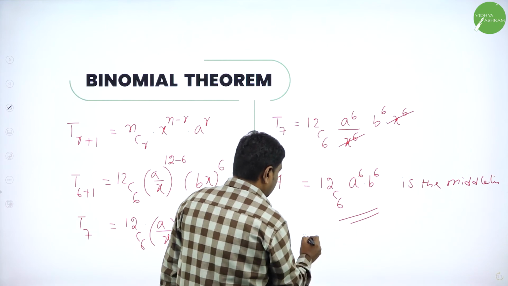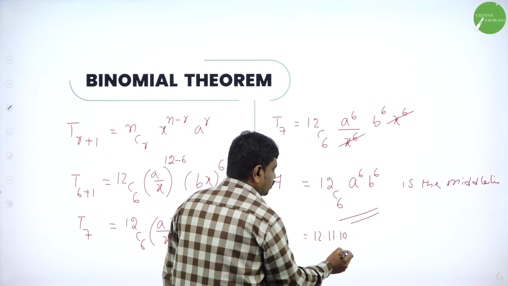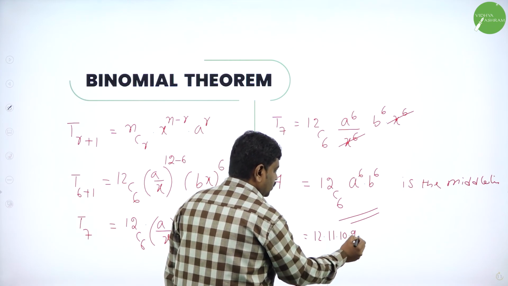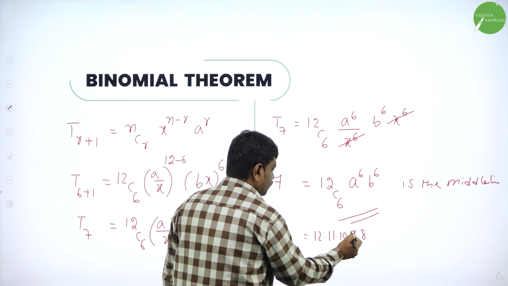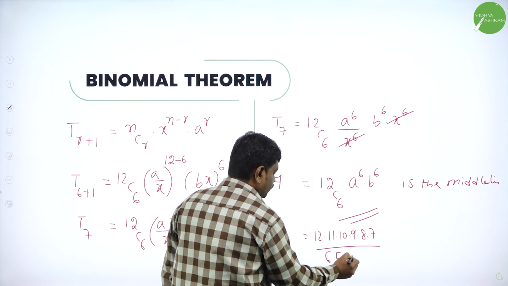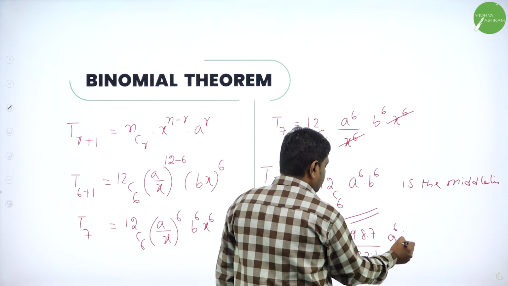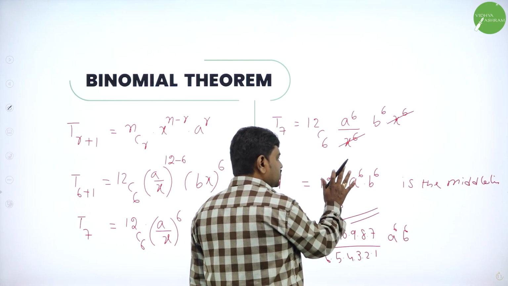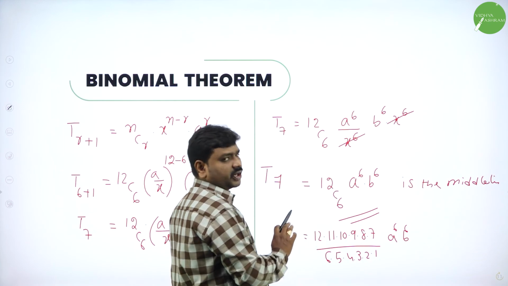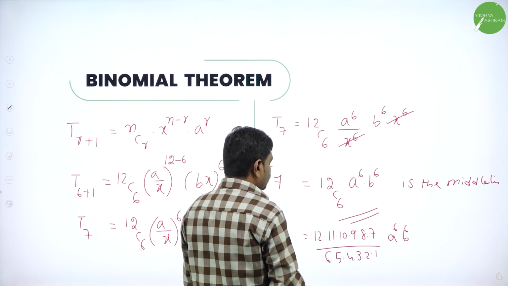And if at all expansion, 12C6 means 12 into 11 into 10 into 9 into 8 into 7, 6 terms, divided by 6 into 5 into 4 into 3 into 2 into 1, into a power 6, b power 6. See, I am underlining here. So this much is sufficient so that you will not go wrong and you will get complete marks. Further expansion is like this. So 12C6 value you should expand.